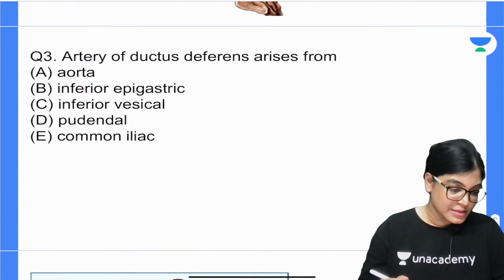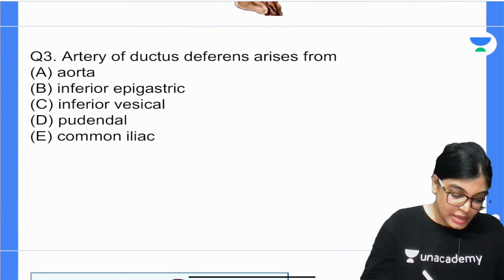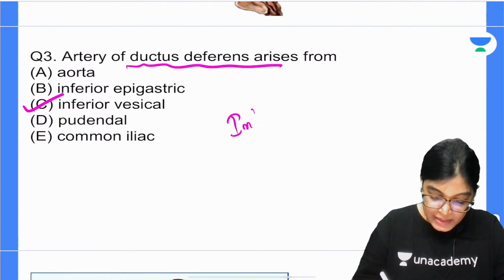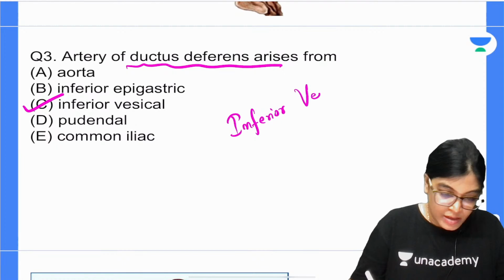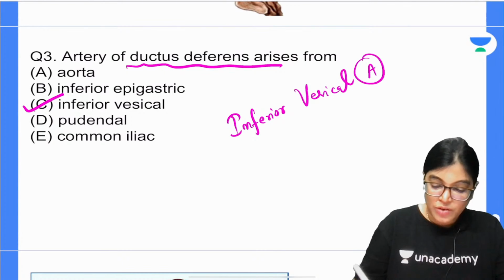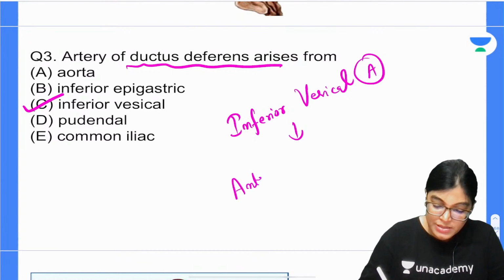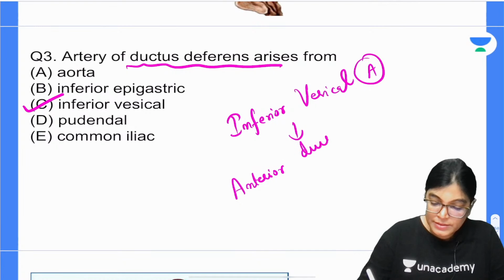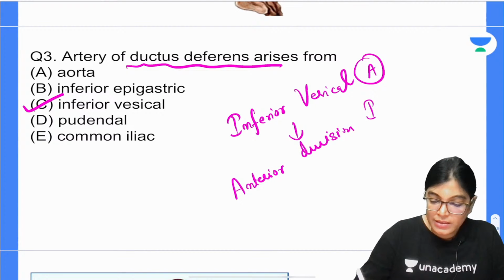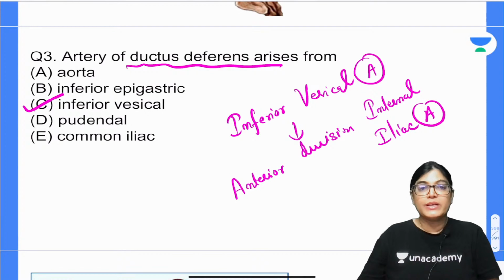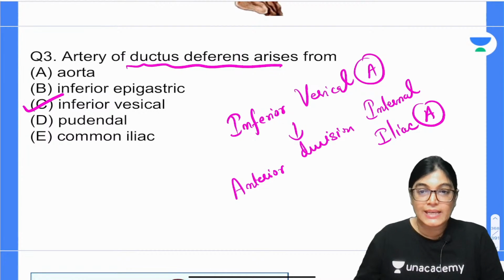The correct answer is the inferior vesical artery. The artery to ductus deferens is a branch of the inferior vesical artery. And the inferior vesical artery is a branch of, anybody? It is a branch of the anterior division of the internal iliac artery. So the artery of ductus deferens arises from the inferior vesical artery, which in turn is a branch from the anterior division of the internal iliac artery.